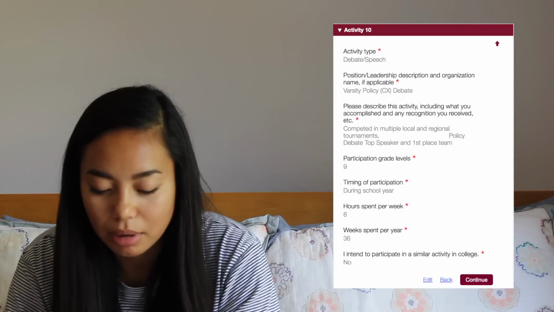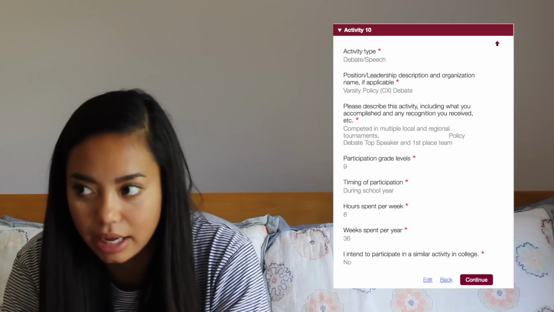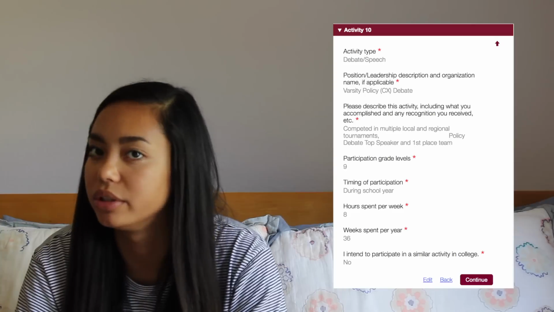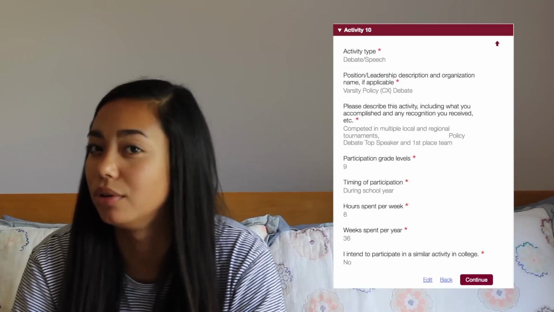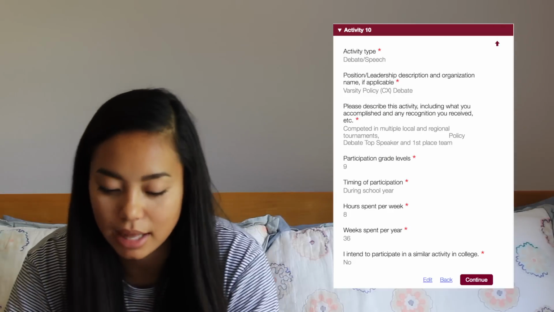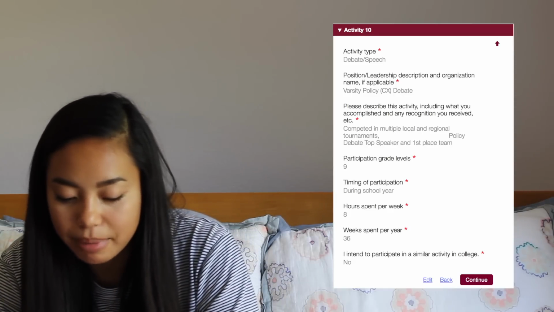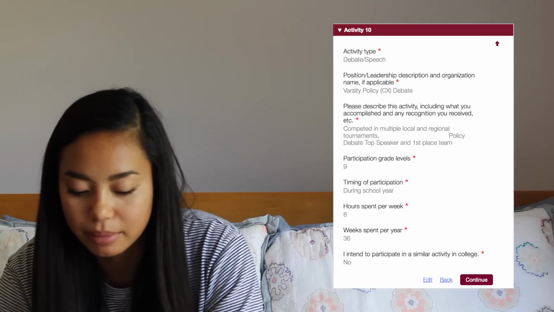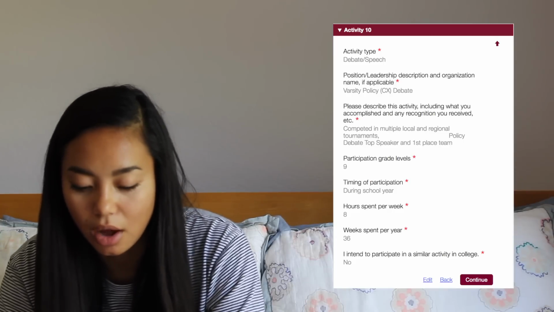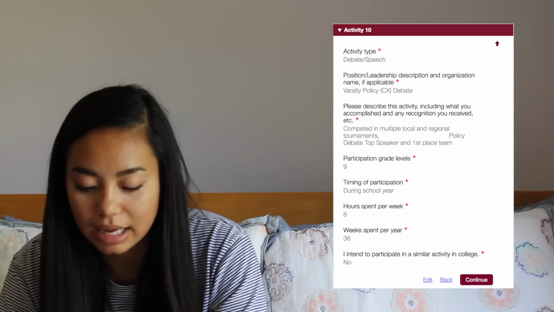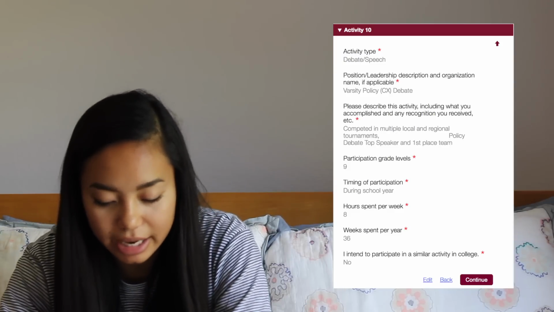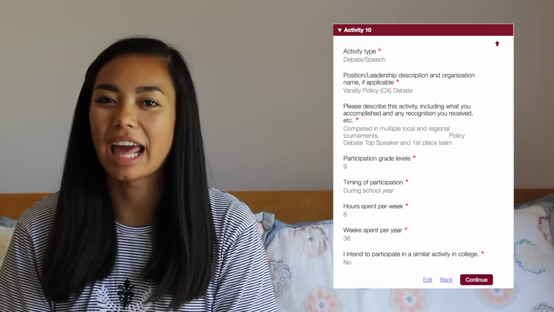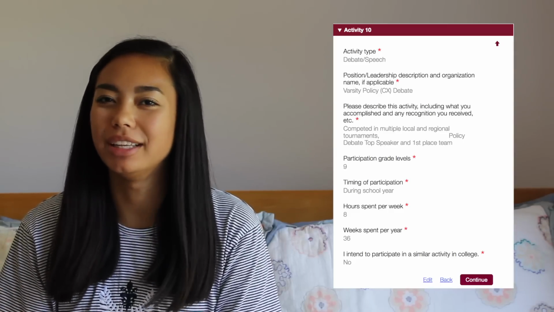But I put varsity policy in parentheses CX debate. I wasn't in varsity, I was in novice when I was a freshman, but I competed in some varsity level tournaments towards the end, so since that was the highest level of competition that I went to, I put that there. And then for the activities, I put competed in multiple local and regional tournaments. And then I put the name of this specific tournament that we won. My partner and I won first place, and I also got an individual top speaker award there. I only did that during 9th grade, as I mentioned. I don't really intend to participate in this kind of activity in college, just because I haven't done it for the last 3 years.